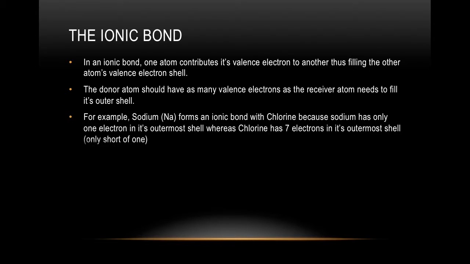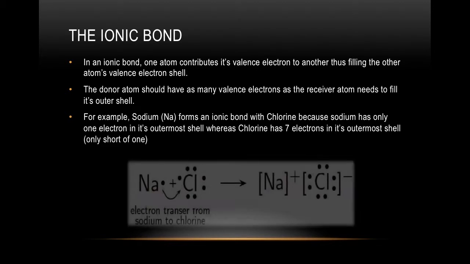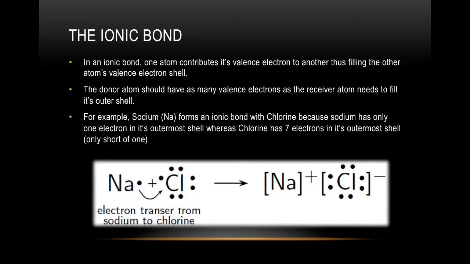So basically, if the receiver atom needs, let's say, 1 more electron to fill its outermost shell, the donor atom needs to have 1 electron in its outermost shell. For example, sodium forms ionic bonds with chlorine because sodium only has 1 electron in its outermost shell, whereas chlorine has 7 electrons, and it needs only 1 electron to have a stable octet, to have a stable outermost shell. So this is how the reaction works.